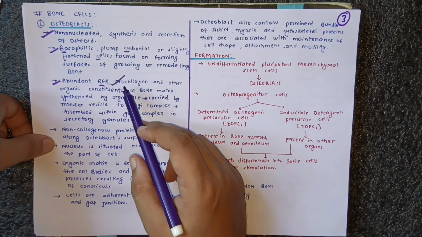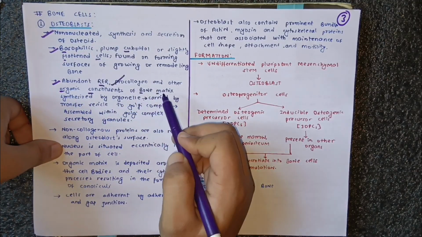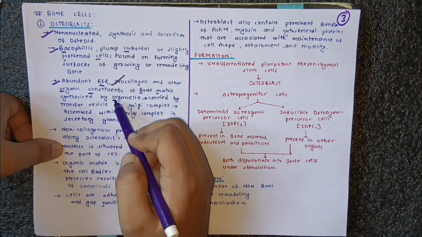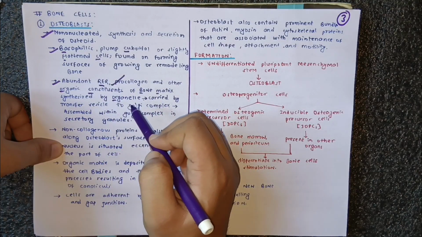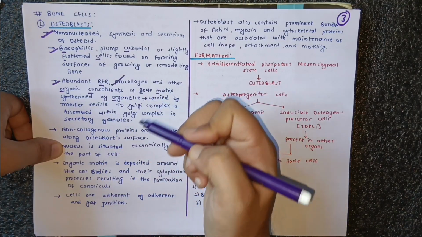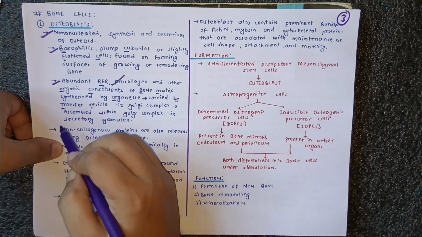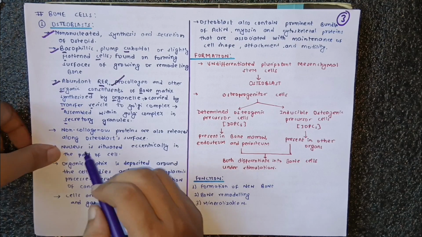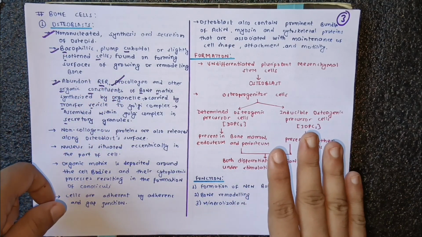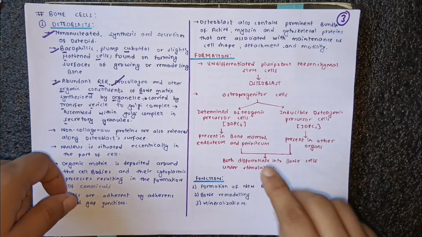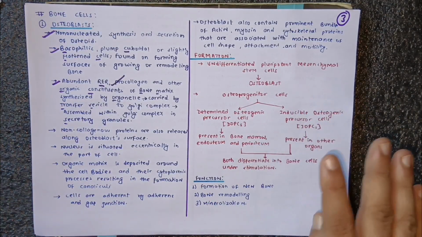So there is procollagen and other organic constituents of the bone matrix, and they are synthesized by the organelles. The organelle is the rough endoplasmic reticulum, and they are carried to the Golgi complex by the transport vesicle, and arranged in the Golgi complex within secretory granules. This is not quite important, but you can just remember that RER and procollagen and organic constituents are formed by the organelles and transferred to the Golgi complex, in a simple way.